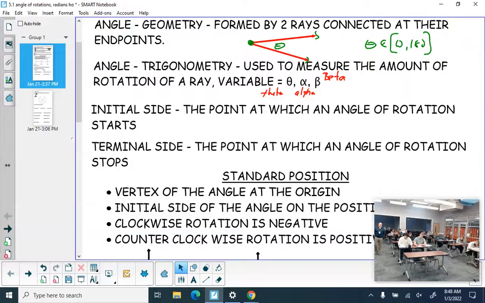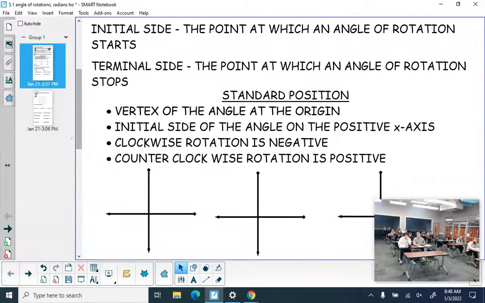We have standard position. When we talk about standard position, and this goes back to geometry or trig a little bit, the vertex of the angle is going to be at the origin, because we're going to take this to an XY axis. The vertex of the angle, or the end point of the ray, is at the origin.